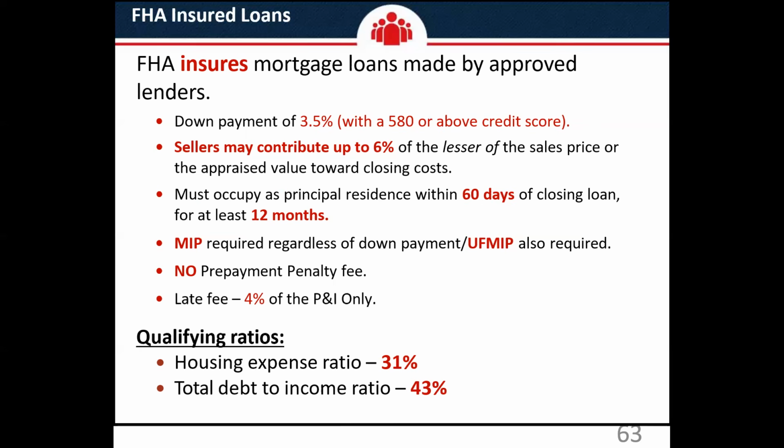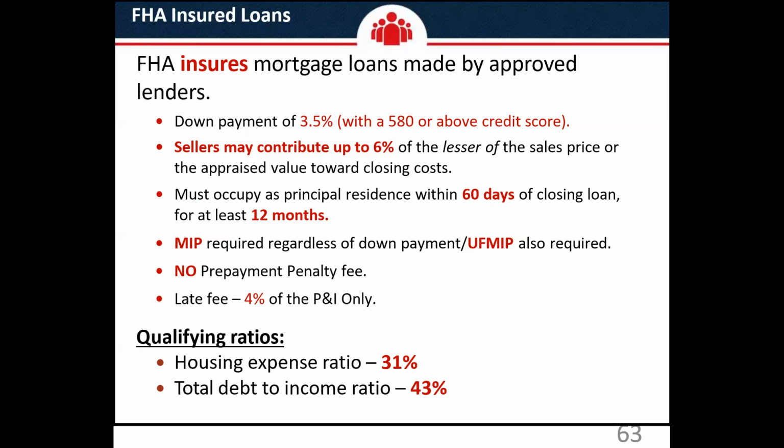FHA requires a down payment of 3.5% with a FICO score of 580 or above. Sellers may contribute up to 6% of the lesser of the sale price or appraised value toward closing costs. On FHA loans, the most the seller can put toward closing costs is 6%. The government wants borrowers to occupy the property as their principal residence within 2 months. 60 days is 2 months on everything, people.